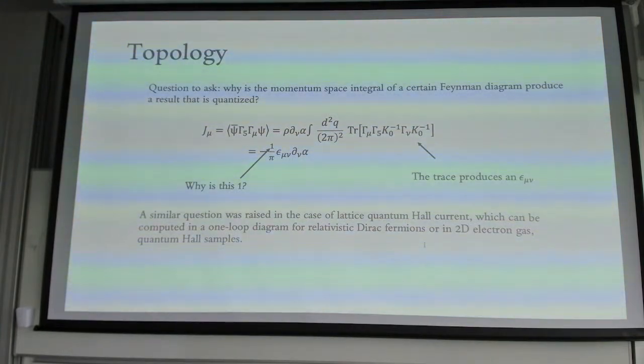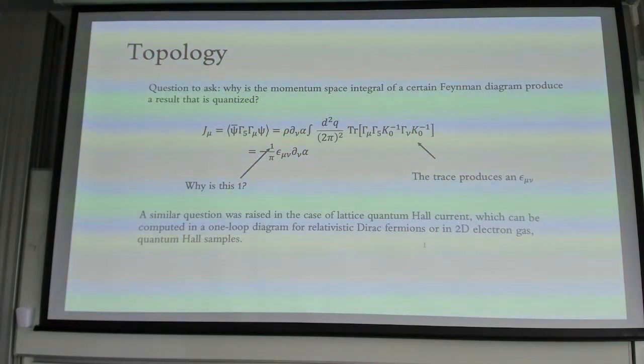So now I want to ask a different question, given that I have reproduced the index. The question is, why is the momentum space integral of this certain Feynman diagram producing a result that is quantized? Okay, I'm getting this d nu alpha from here, but if you combine everything else, why does it give me 1 over pi? This particular trace produces an epsilon mu nu, but why do I get a 1 over pi? You could ask this question of some random Feynman diagram.